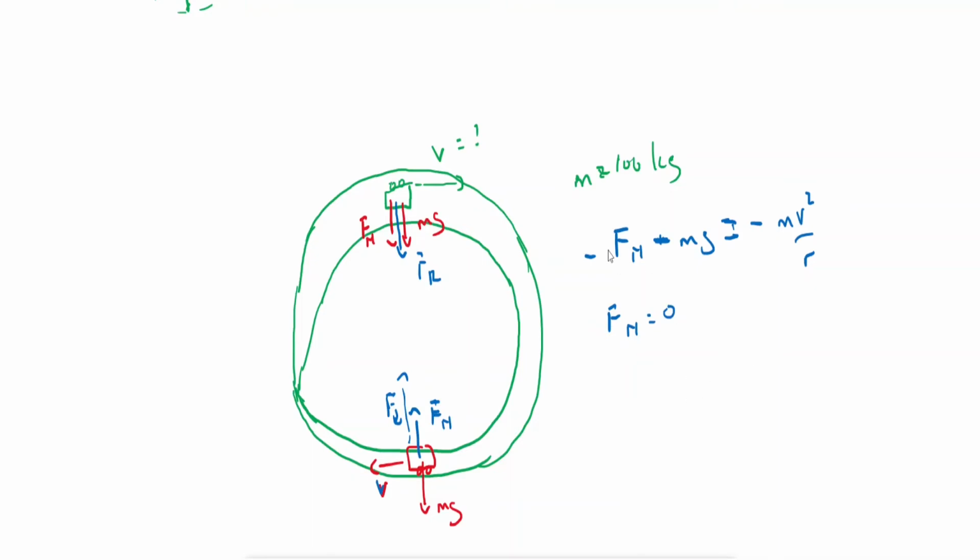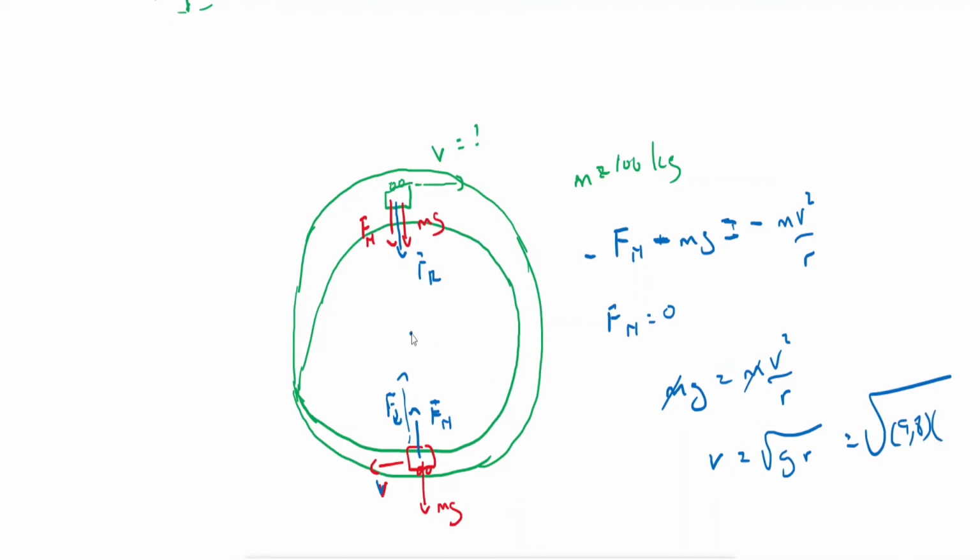And then if this is 0, then the negatives kill everything. And then you have mg is going to be equal to mv squared over r. So the m's are going to cancel, so I don't need the mass. Then I can find the speed, which is just going to be the square root of gr. So I can find that the minimum speed is going to be 9.8.